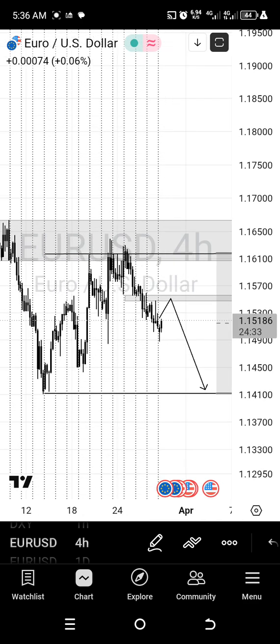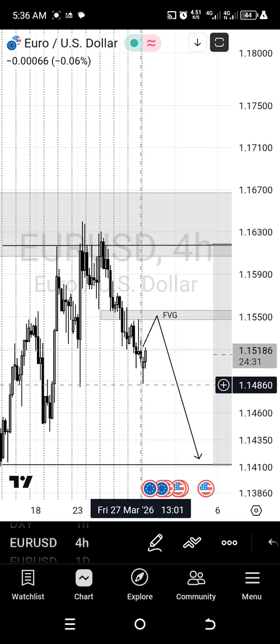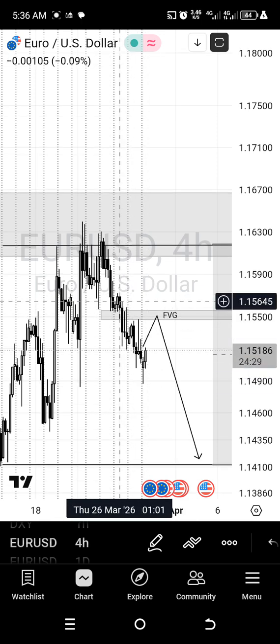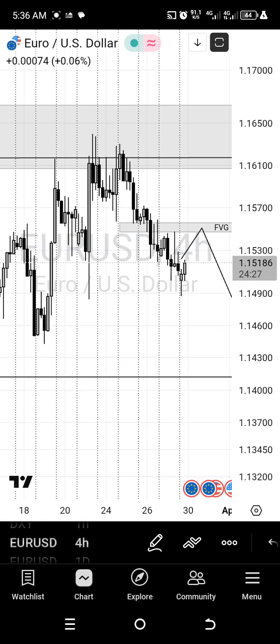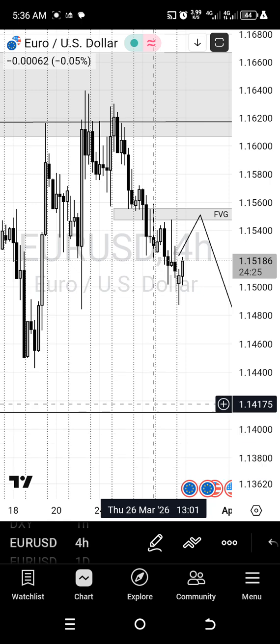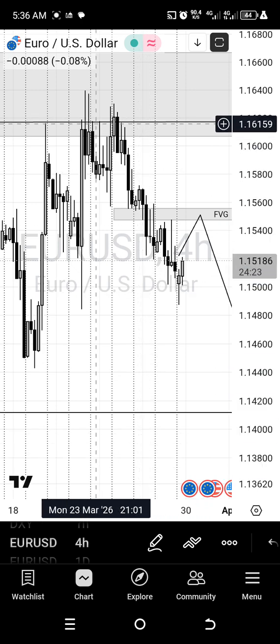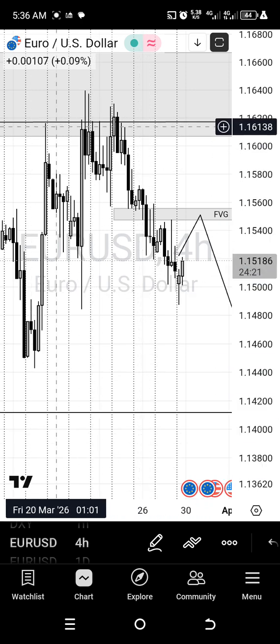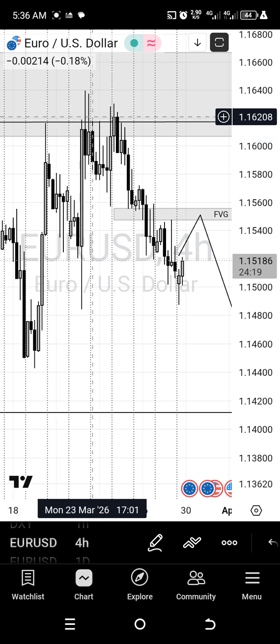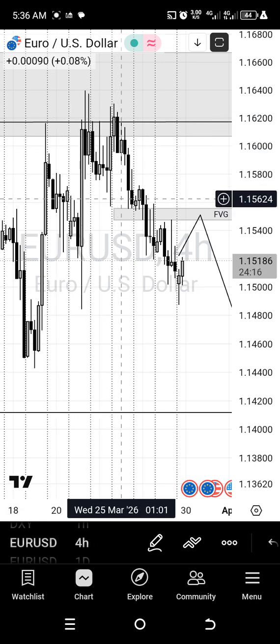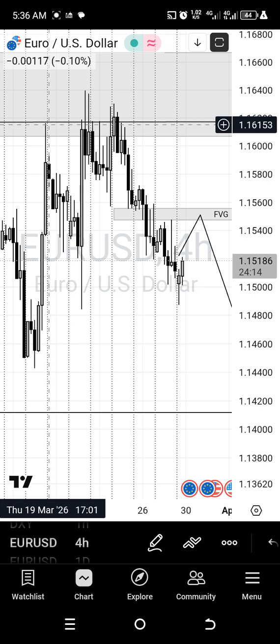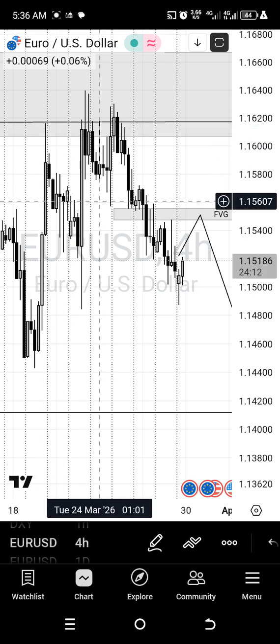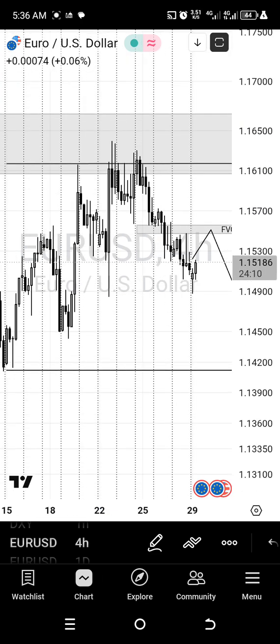So looking at structure on the 4-hour time frame, when you look left to right, you can clearly see that EURUSD is now rejecting highs, and rejecting highs again, and breaking lows. Whenever I see the market rejecting highs and breaking lows, I consider the market to already be in a downtrend.